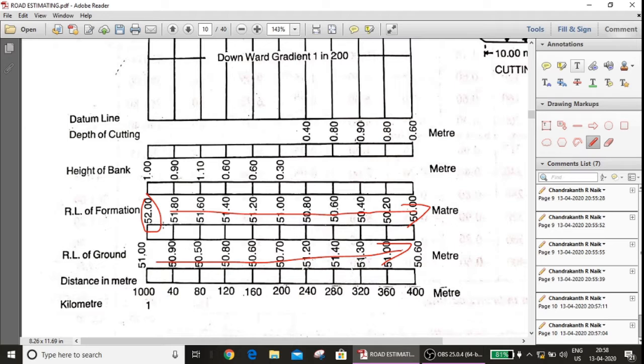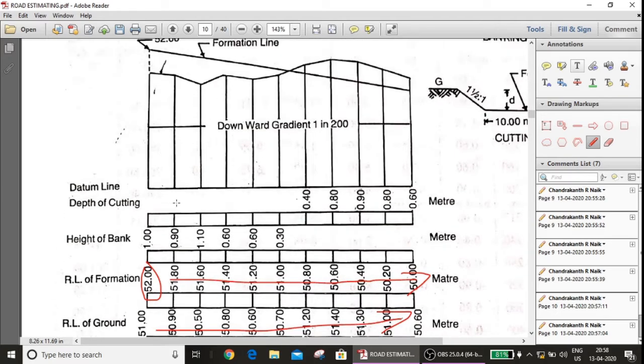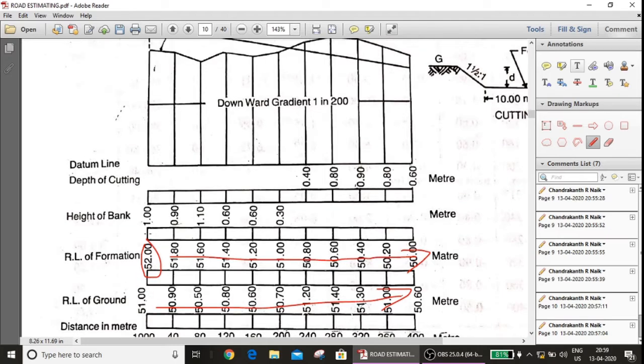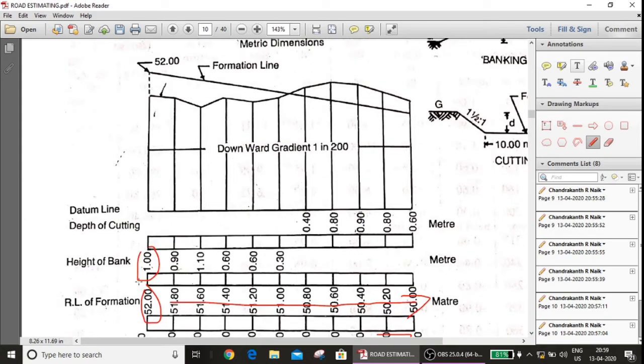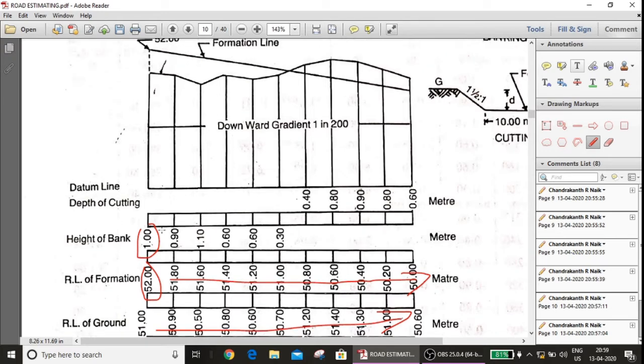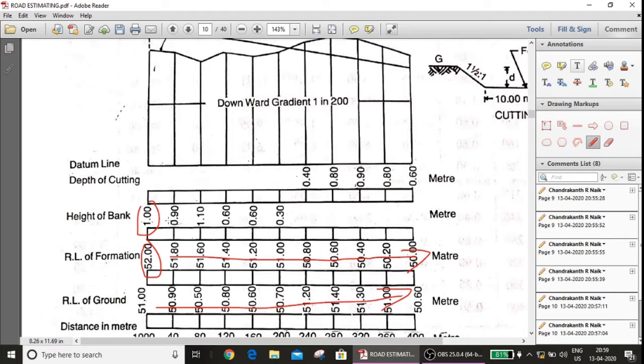Okay, now so RL of the ground is 51 minus RL of the formation. So RL of the ground minus RL of the formation, if it comes positive, here see, RL of the ground is 51, RL of the formation is 52. So 51 minus 52, it is 1, and it is negative. When the value is negative, it's for banking. Okay, when the formation level is greater than the ground level, then banking is needed. So we have to write in banking.